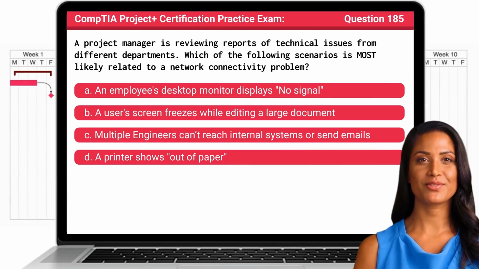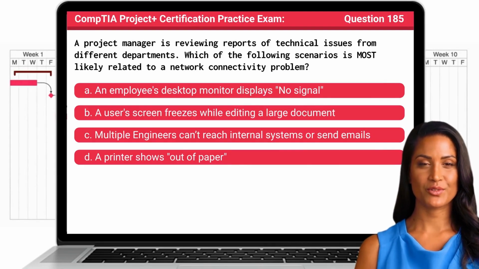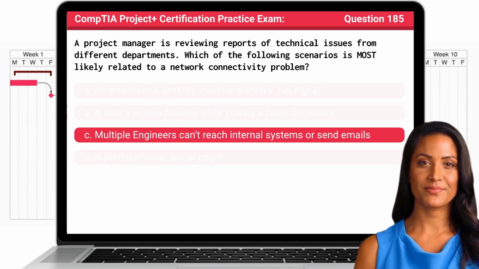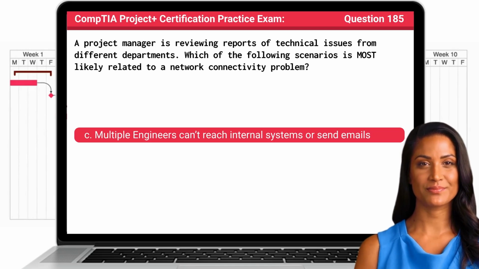Question 185. A project manager is reviewing reports of technical issues from different departments. Which of the following scenarios is most likely related to a network connectivity problem? The answer is C. Multiple engineers can't reach internal systems or send emails.